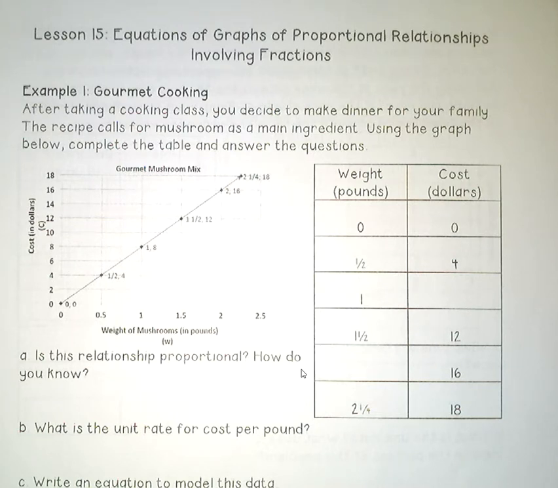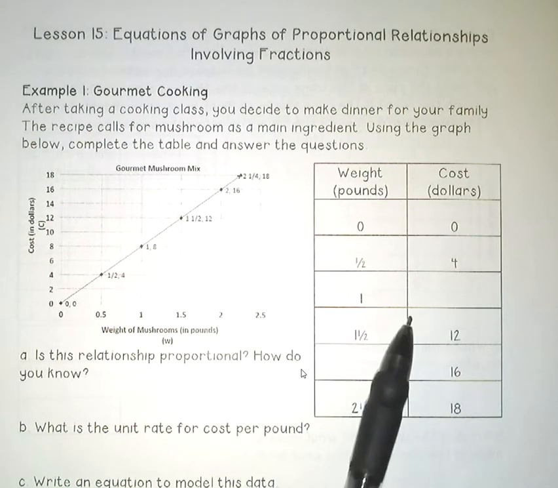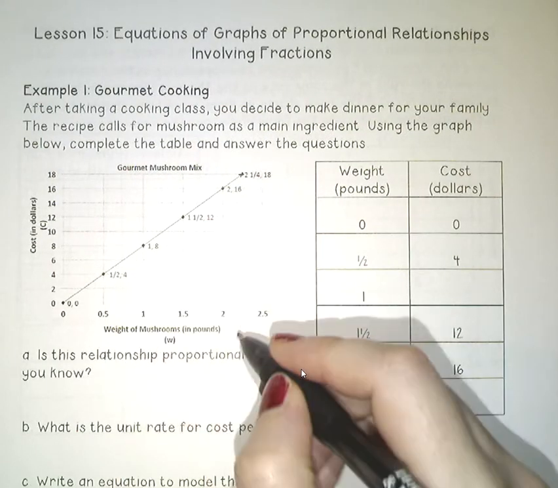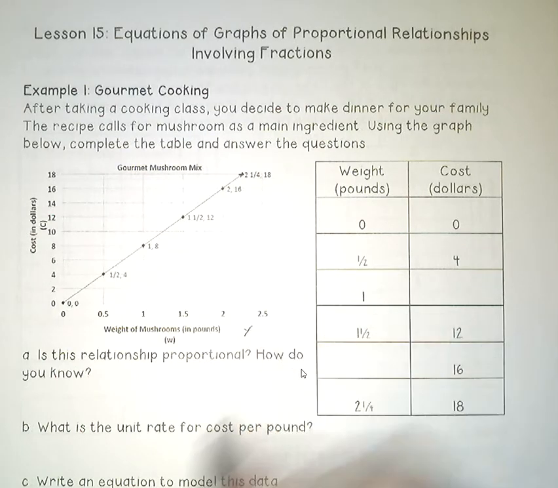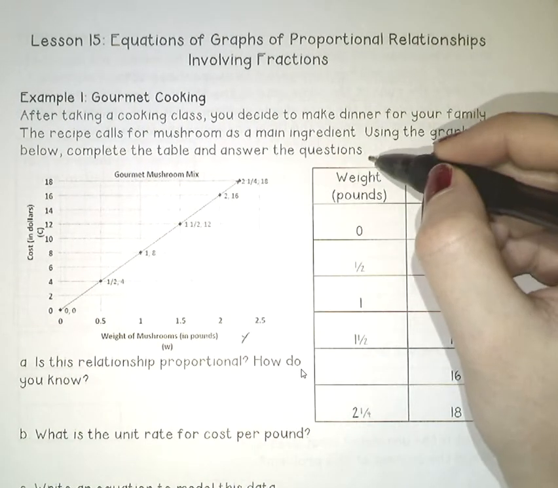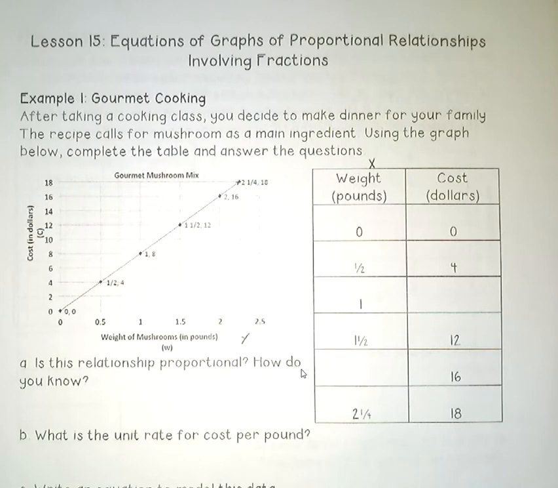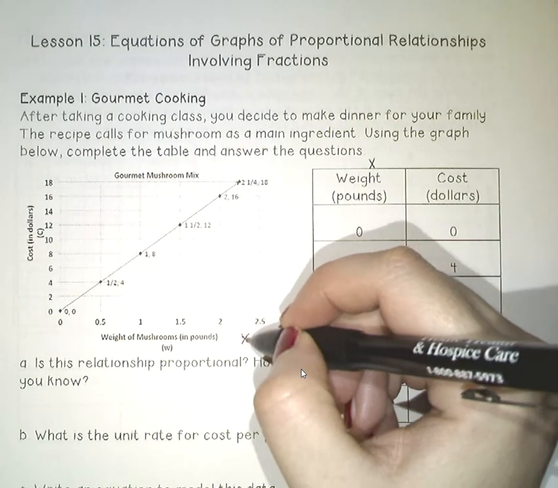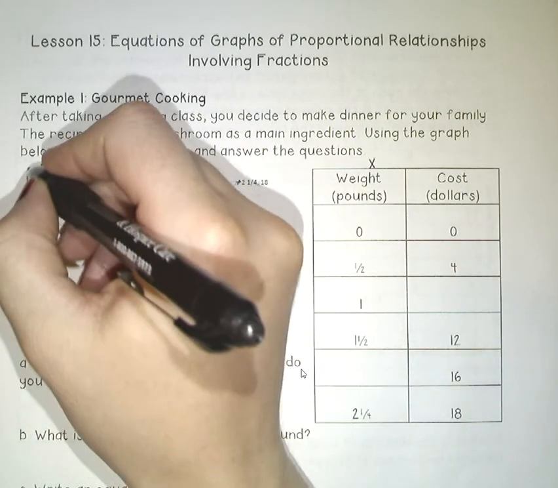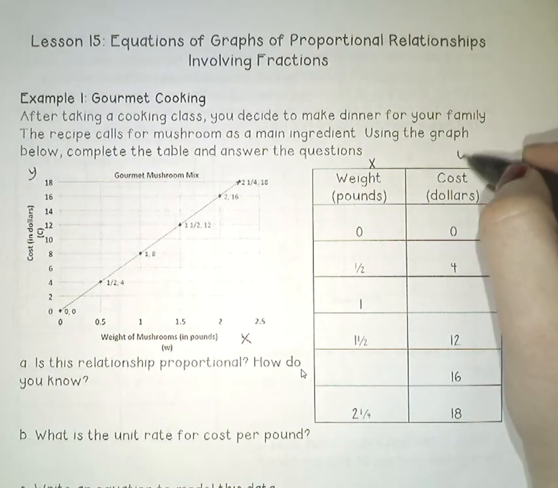I see here a graph and I see a table. In the graph, one thing that I noticed is that I have weight of mushrooms on the x-axis, and so I can relate it to the table. Weight is our x, and the cost in dollars is our y. And this is our dependent variable.